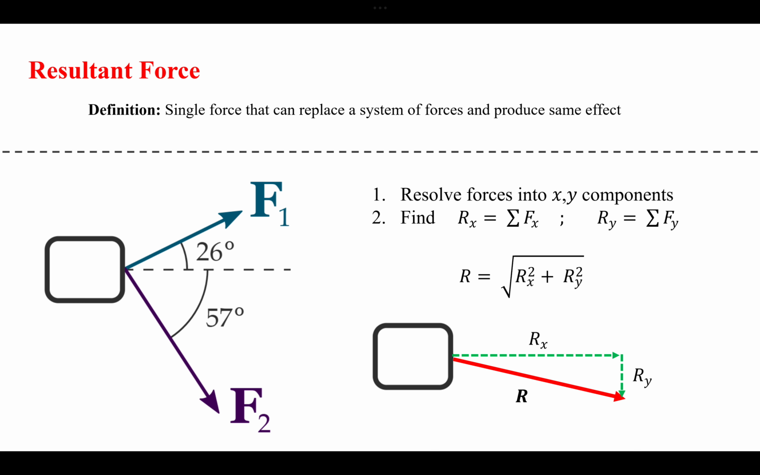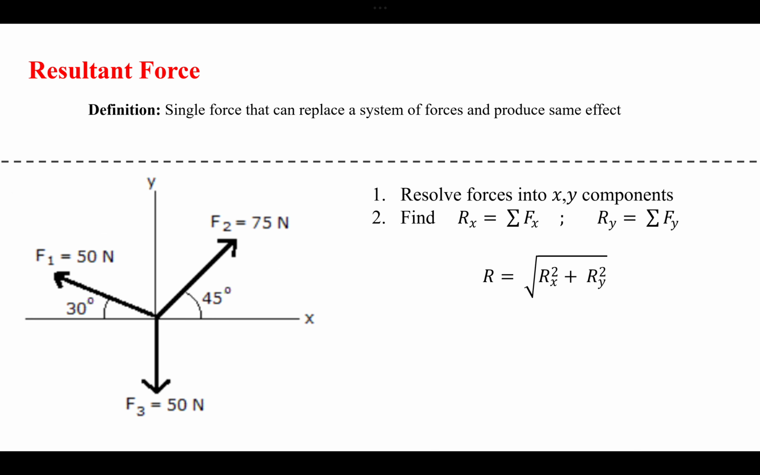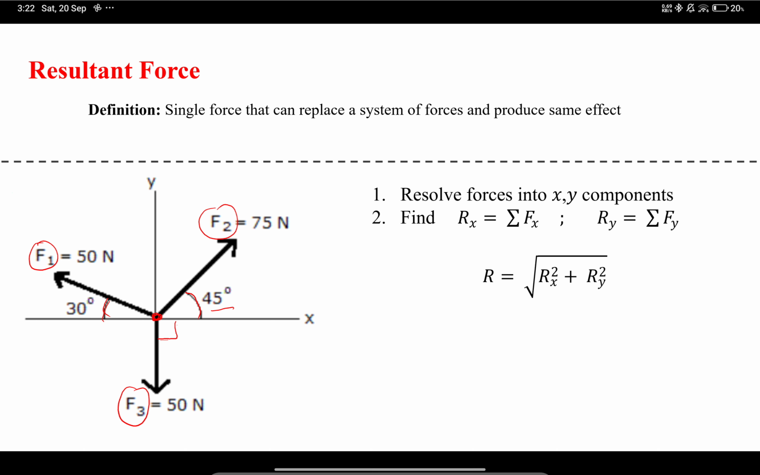Okay, so let's look at this example where we have three forces, F1, F2 and F3, applied at this specific point, and the angles are given. For example, for F3 this is 90 degrees, so no angle is given here because it's 90. Then for force F2 we have 45, and for force F1 we have 30 degrees. Now again we need to calculate the resultant of forces using the formula.